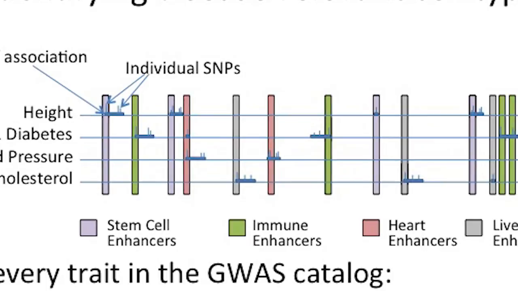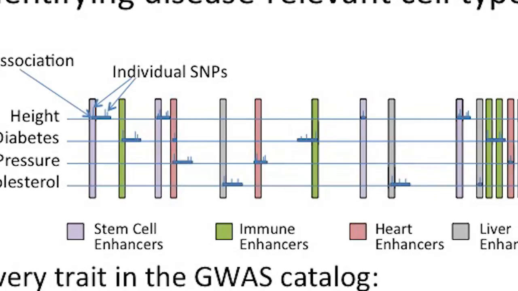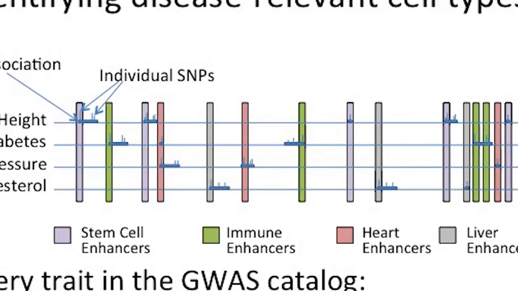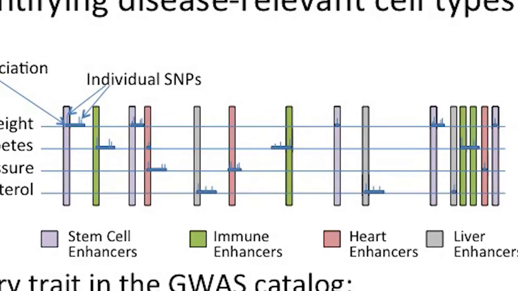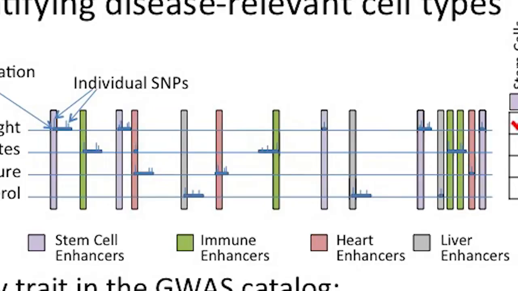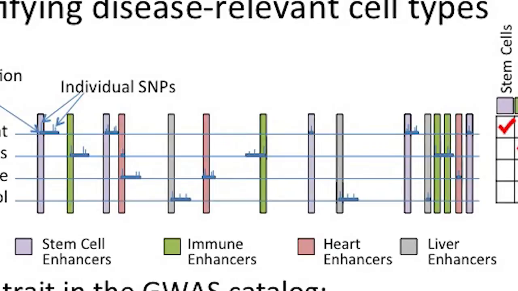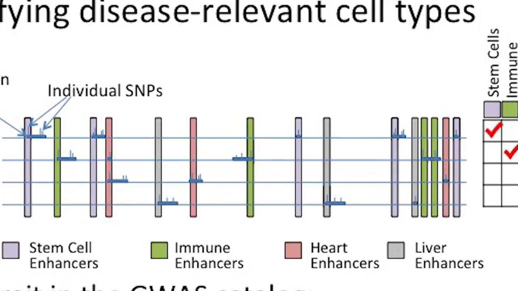So I'm going to look at immune enhancers, and I'm going to see that, well, hey, they seem to be overlapping the genetic regions that are active in type 1 diabetes. So maybe I'm going to put a different check mark here. And I'm going to do the same thing for heart, and I'm going to see that, oh, there's all these genetic variants associated with blood pressure that tend to be happening in heart. And I'm going to put another check mark there. And then lastly, I'm going to look at, say, liver. And I'm going to see that cholesterol-associated genetic variants appear to be lying in regions of the genome that are active in liver.